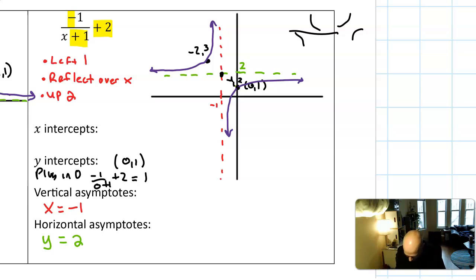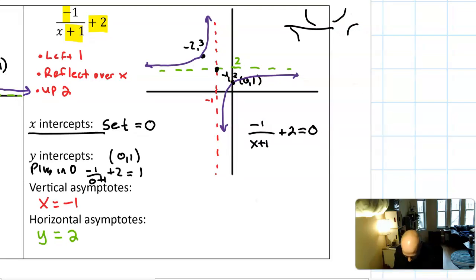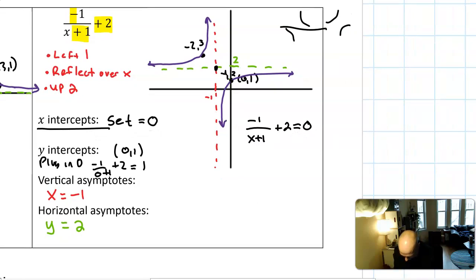Now, we can't actually find the x-intercept. I know it's somewhere in between 0 and 1, but we can do better. So let's look at finding the x-intercepts. When you want to find the x-intercepts, you set the equation equal to 0. You're letting y equal 0. So how do you solve that? Well, again, take a second and pause the video, see if you can do it. But if you don't feel like doing that, then just follow along.